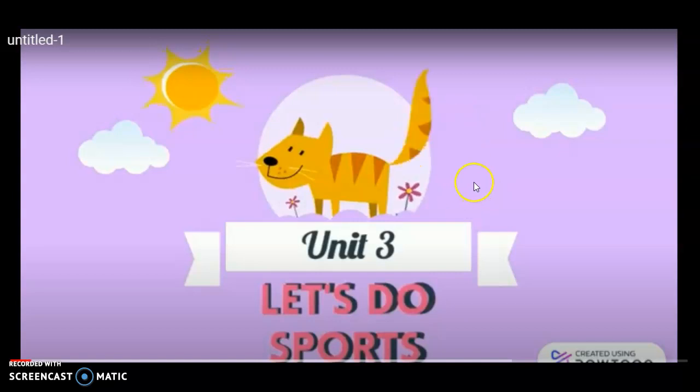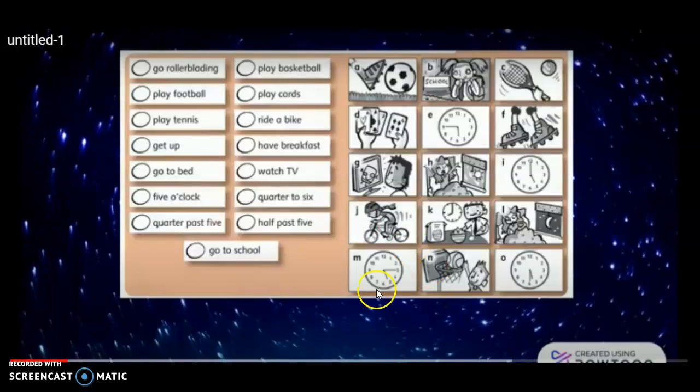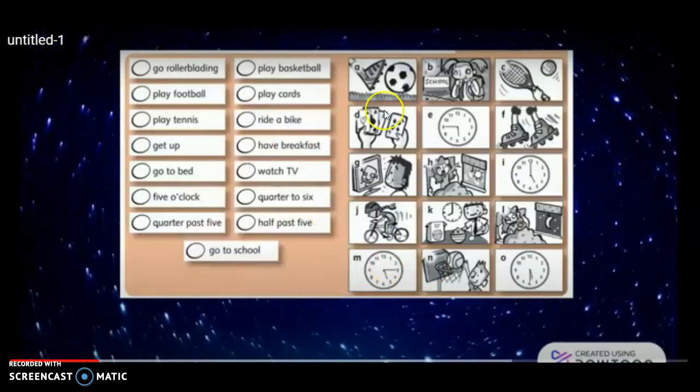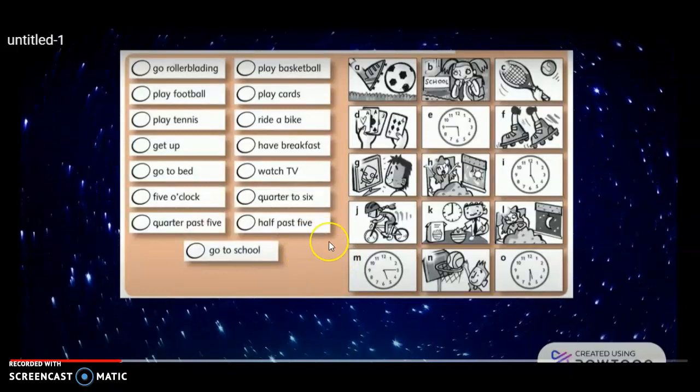Hope you're doing great. Today we're going to work on Unit 3. Let's do sports. Remember, we were talking about sports. This time we're going to review some activities and then we're going to work on something special. So let's try to work out this thing.